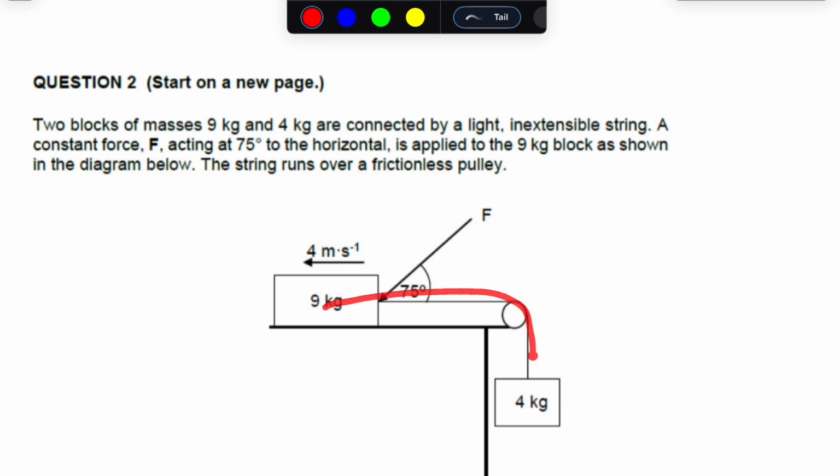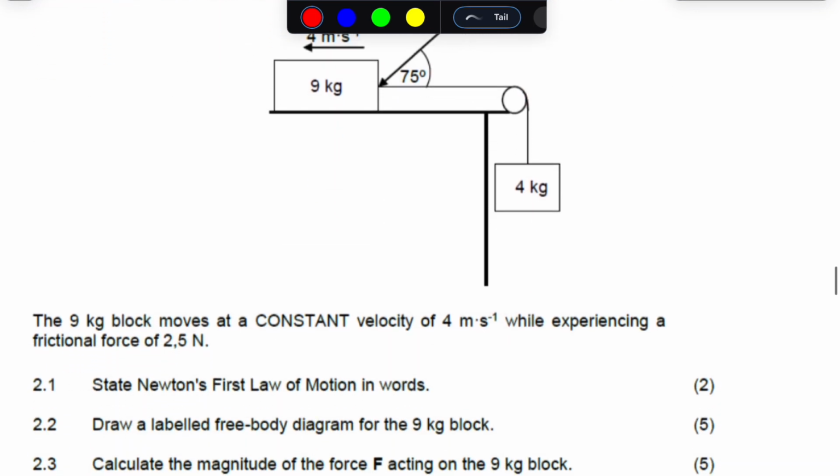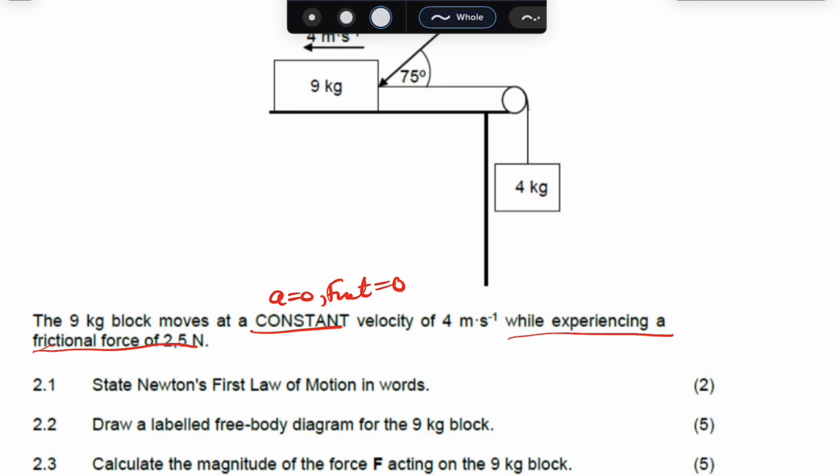Guys, we can see here this is a system. Two objects are attached by a string and there's a force applied at an angle of 75 degrees to the horizontal, and this system accelerates this way at a constant velocity, which is 4 meters per second. Now it says the 9 kg block moves at constant velocity. That's very important. Constant velocity means the acceleration is 0 and the F net is 0, while experiencing a frictional force of 2.5. So there's a frictional force on the 9 kg.